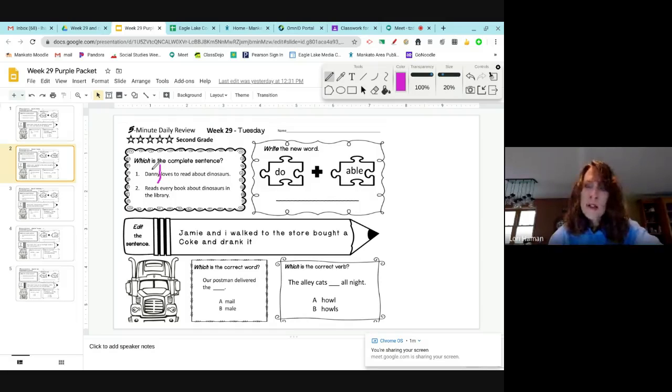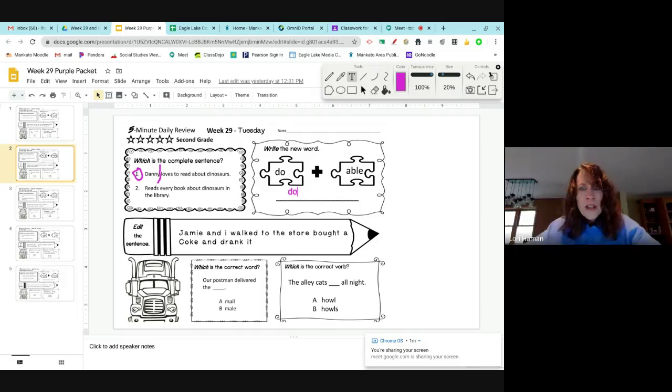Danny is who the sentence is about. That's the subject. The predicate tells us about that subject. What about Danny? He loves to read about dinosaurs. So our complete sentence is number 1. Sentence 2 never mentioned who reads every book. Okay. All right, over here we have an easy thing to do, it would seem.